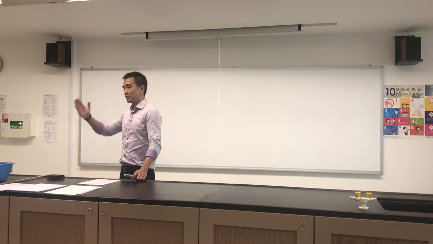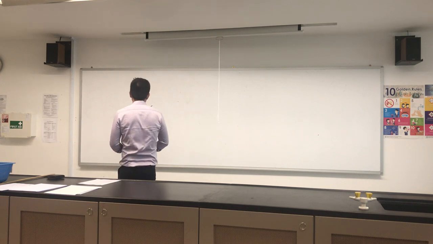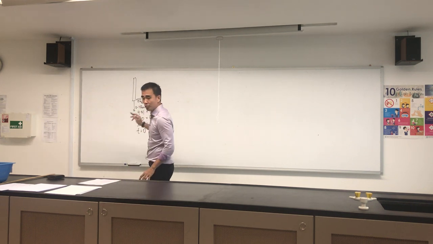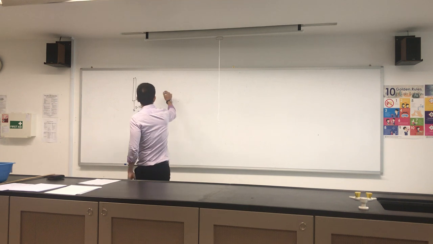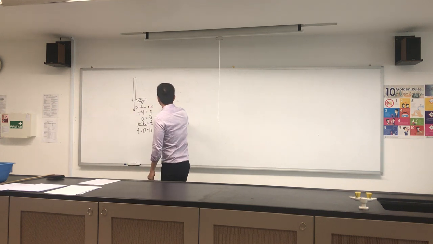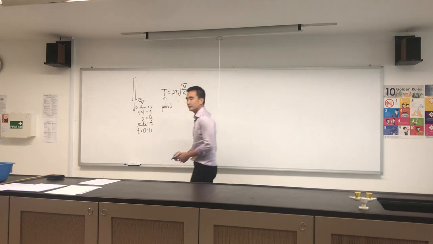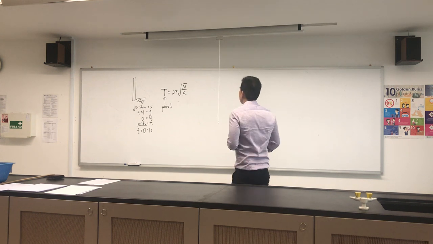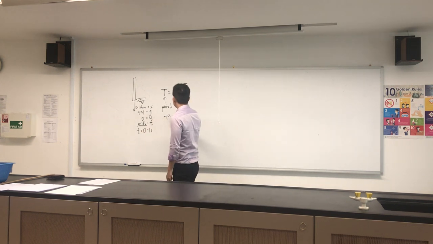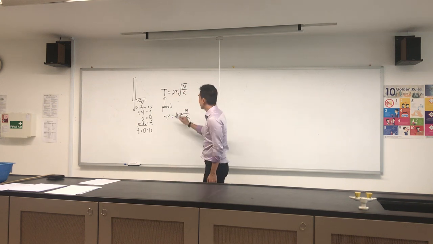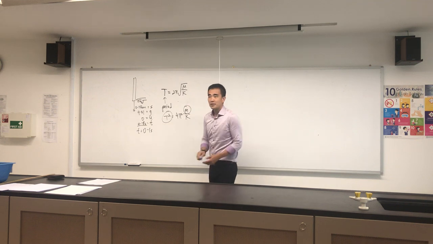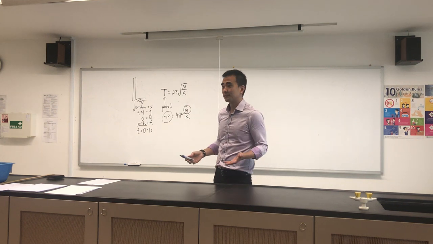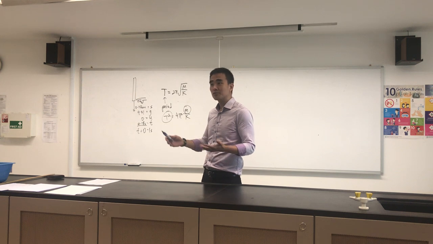Now we move on to the next stage, which is processing of data. This equation is something that you need to register. T, which is the period, is equal to 2 pi square root m upon k. This is the period of the oscillating mass. Now, if you square everything, T squared equals 4 pi squared m upon k, and you see that if you plot T squared against m, you're going to have a straight line. Make sense? y equals mx.